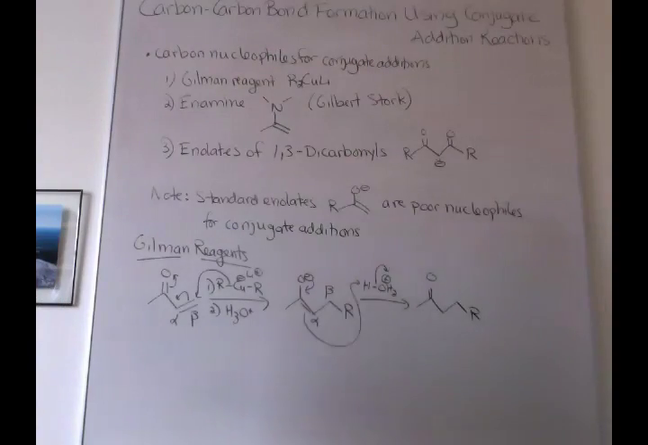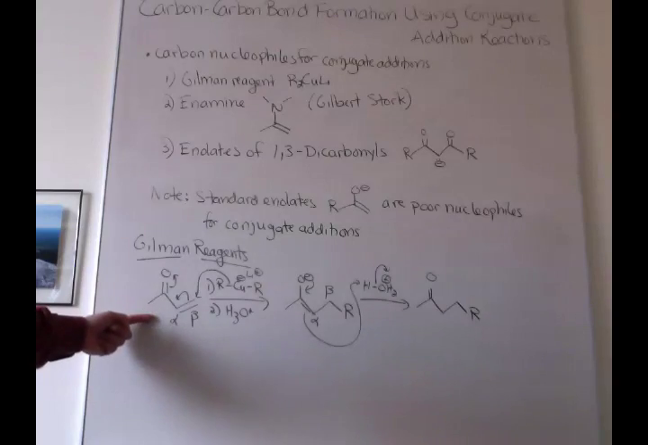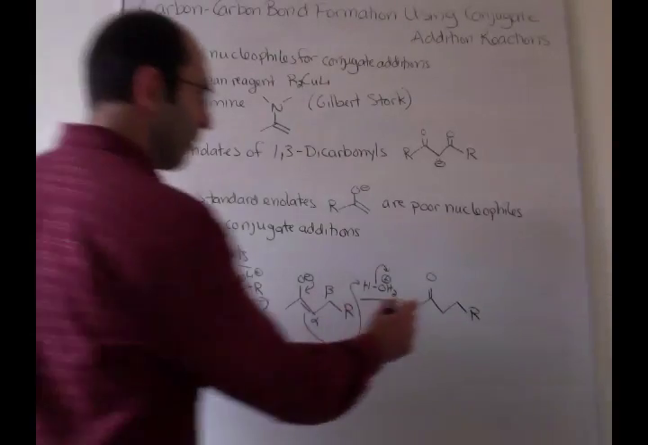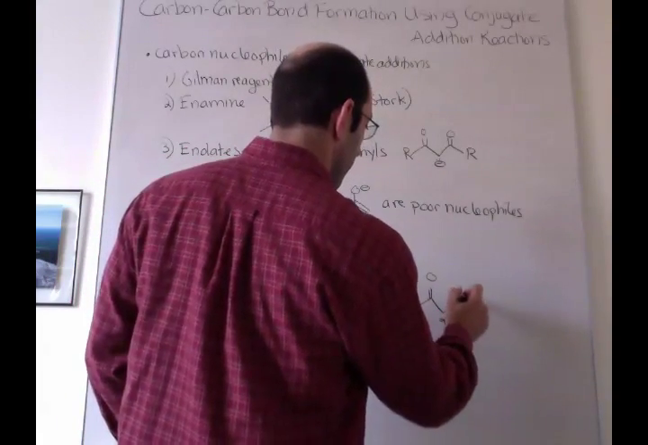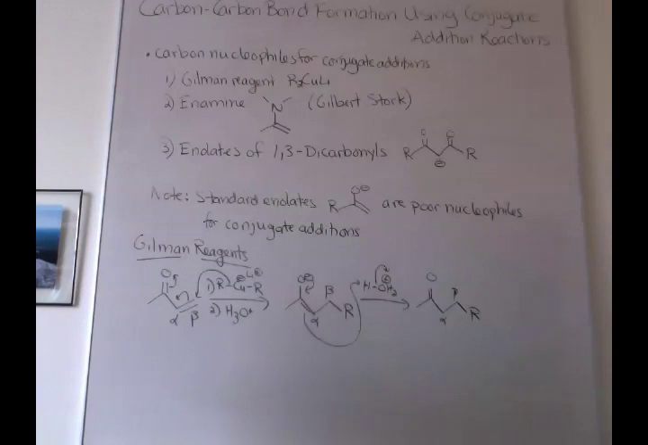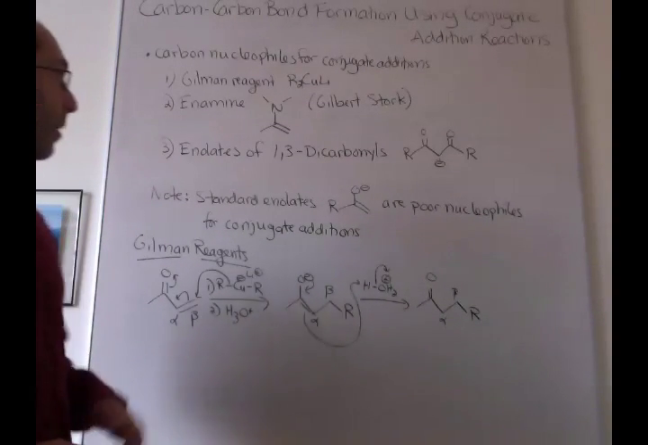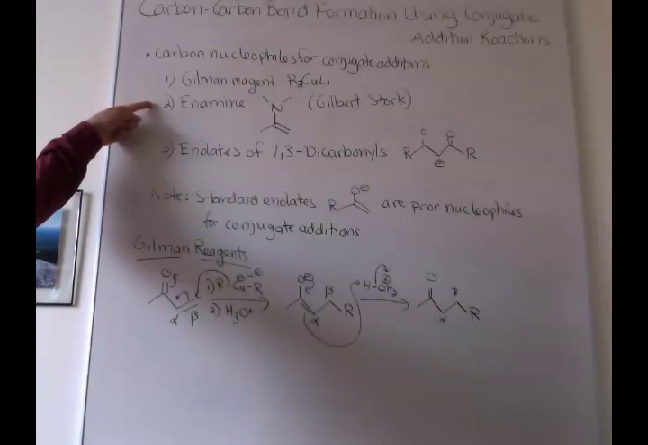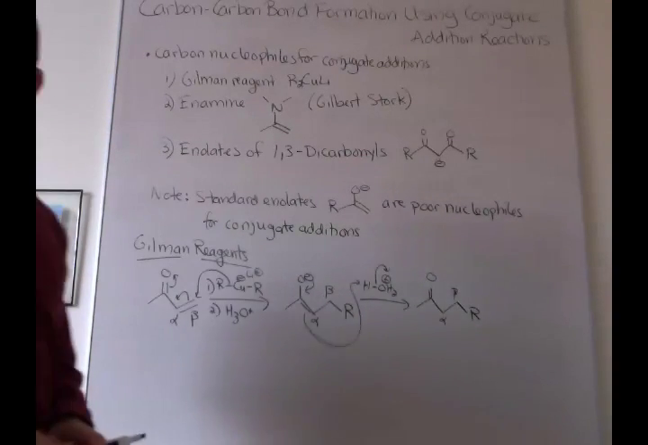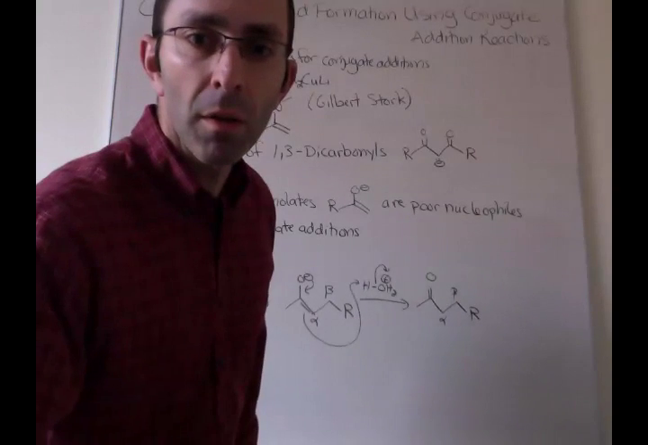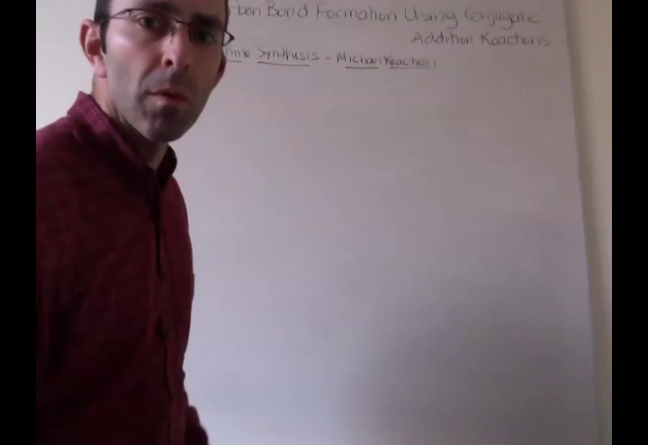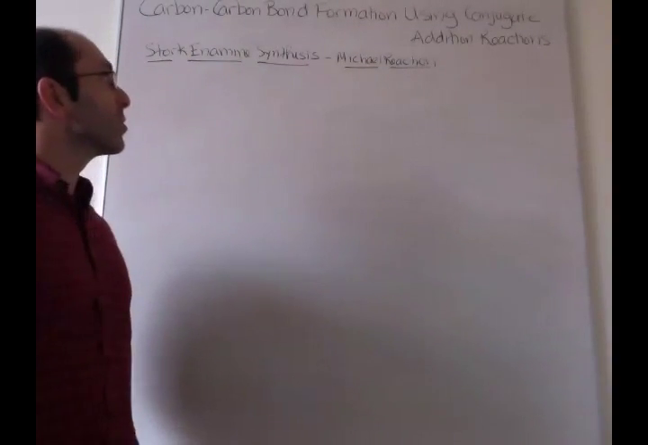Right, so we've taken our conjugated enone, and again, we've added a nucleophile to the beta position by a conjugate addition. Again, we've done that before. Let's now talk about what happens when we do these enamine reactions and the enolates of 1,3-dicarbonyls. All right, so let's look at the Stork enamine synthesis.